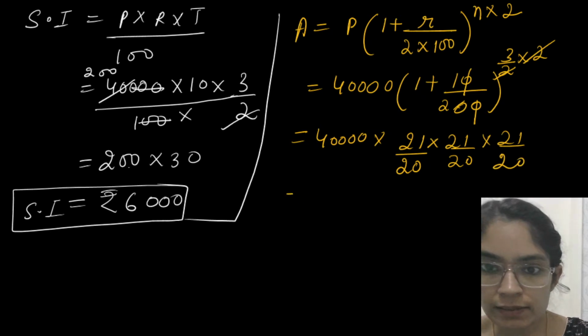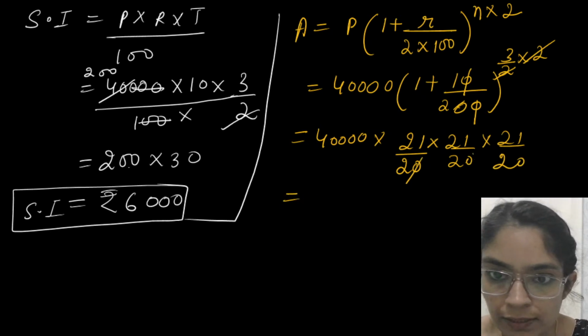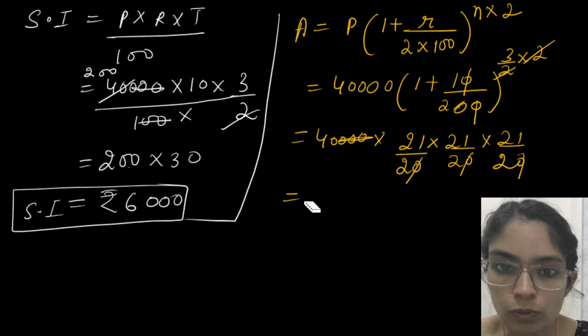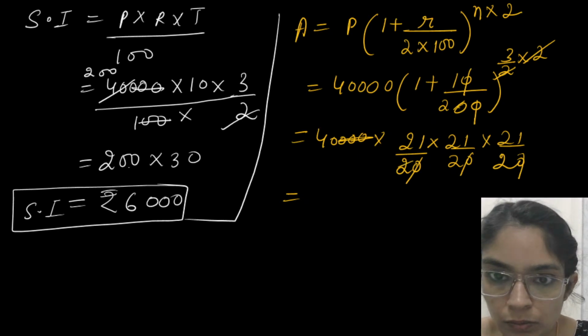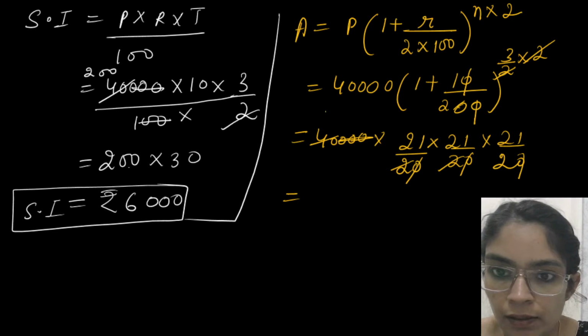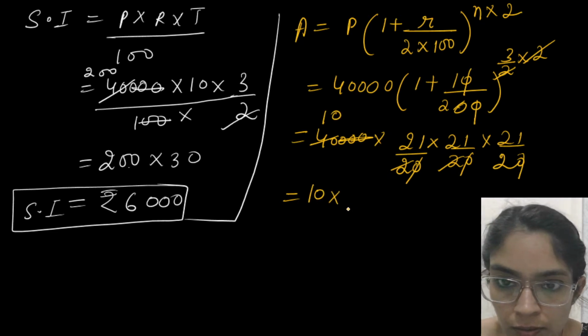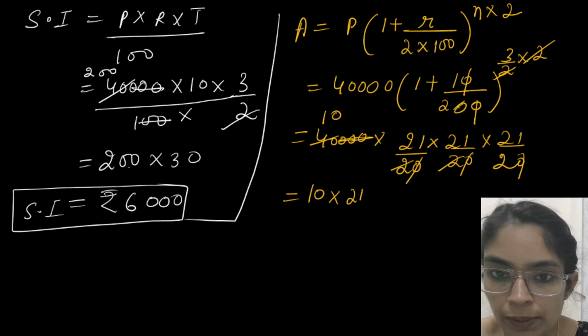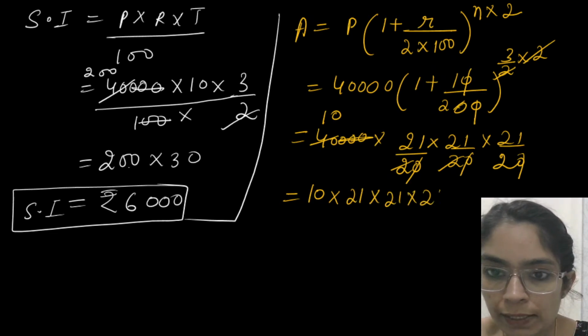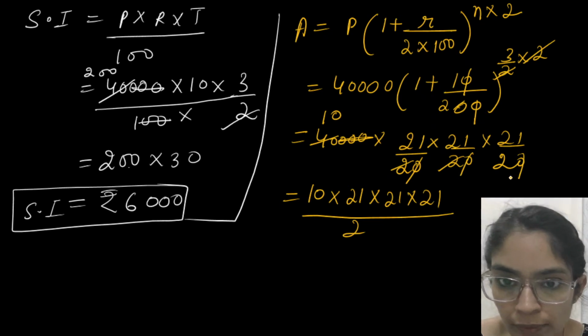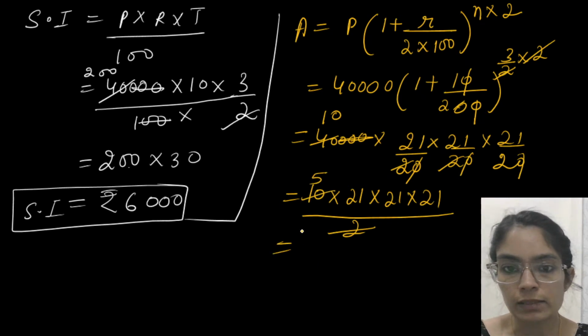So that's very easy, I think. So 3 zeros you can cancel. So we are left with, and cancellation with 2 also you can do. 2 into 2 is 4. So you can cancel. Here 10 will come. So 10 into 21 into 21 into 21 by 2. Further cancellation you can do on 5's table. Yes, 5 into 2 is 10.